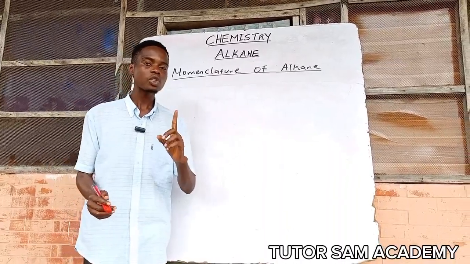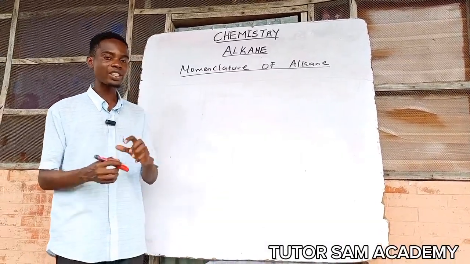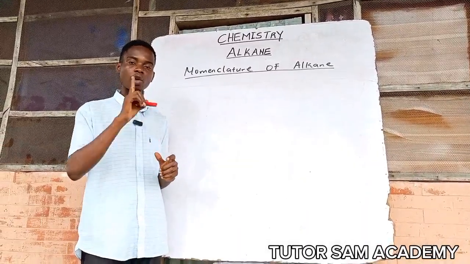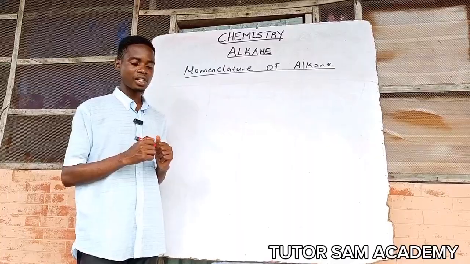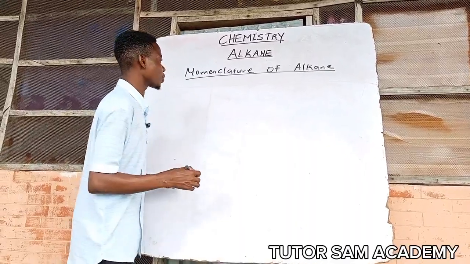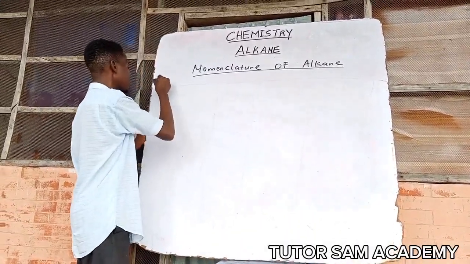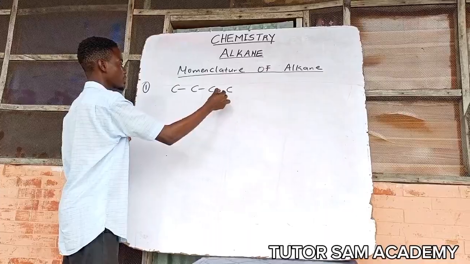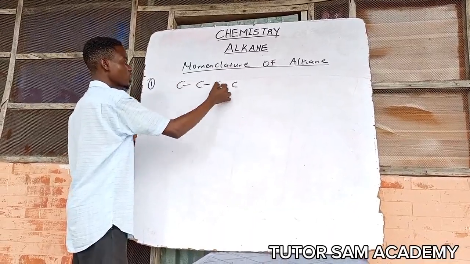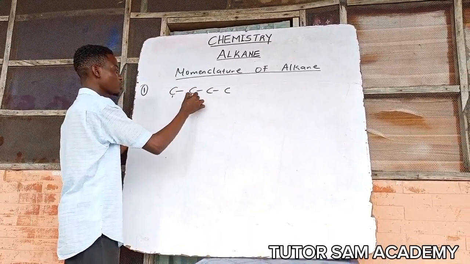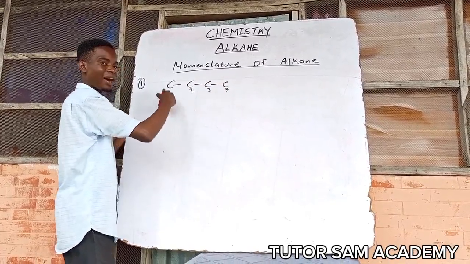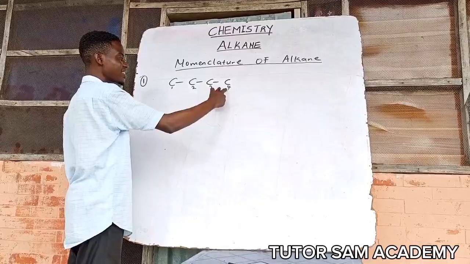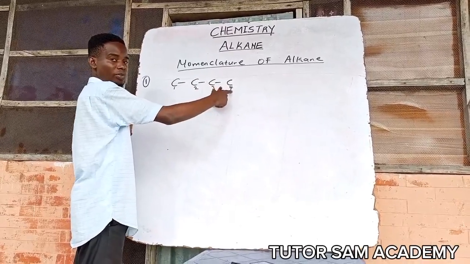The first thing is to identify the longest continuous chain. You identify the longest continuous chain of the series. So if I have a carbon, first thing, let me say I have this. This is the longest chain, continuous chain from here. When you number from here, 2, 3, 4. So if I have this kind of structure, the continuous chain here is 4 carbon.